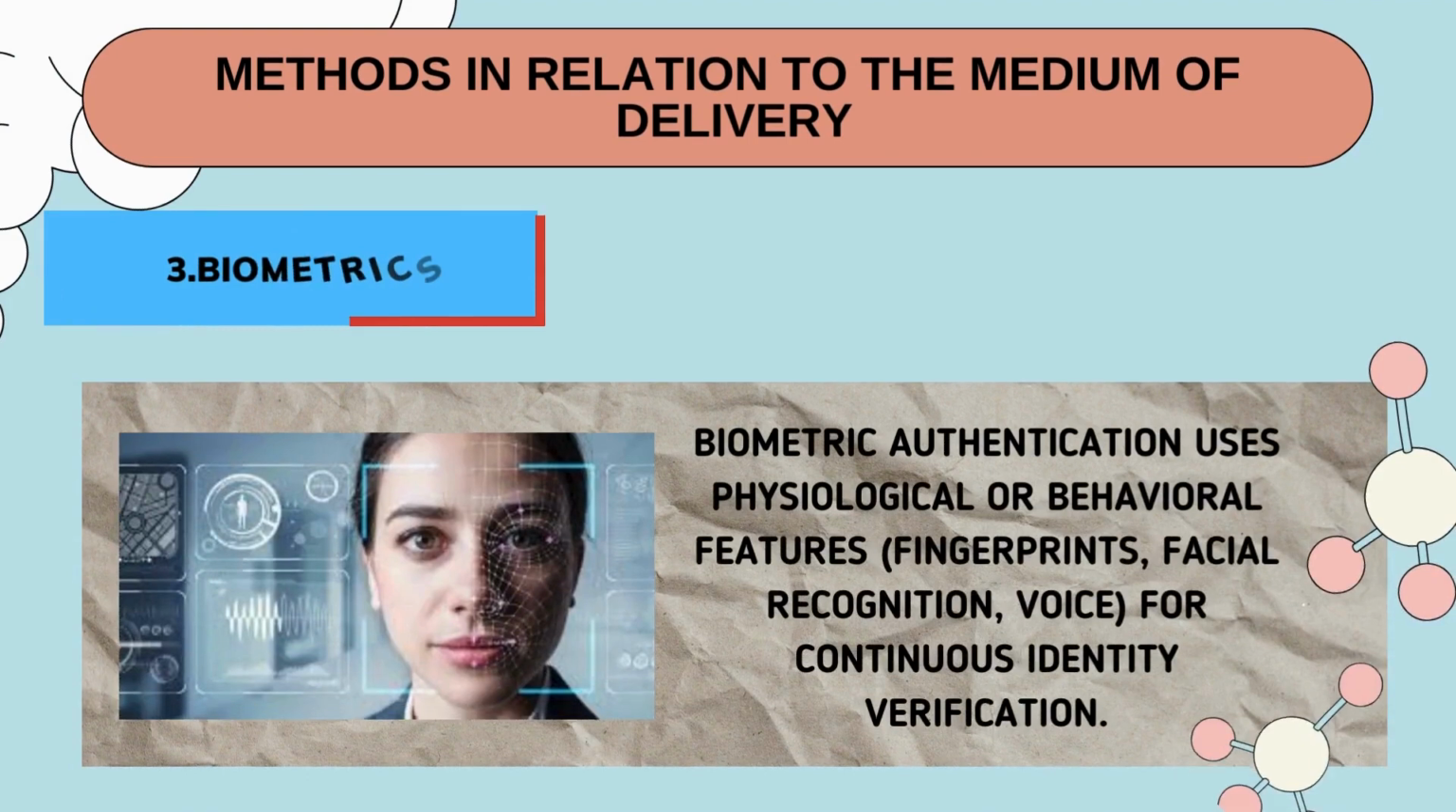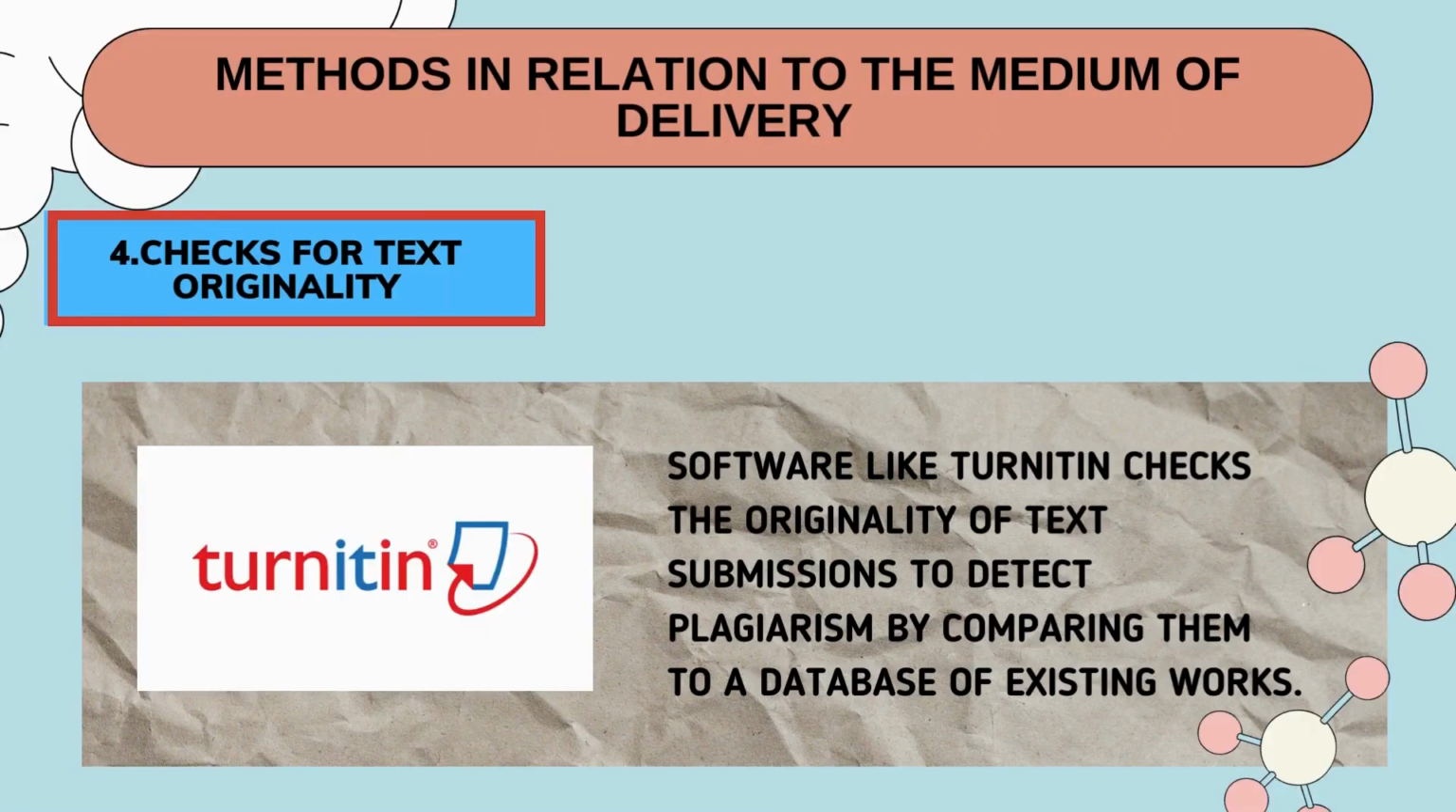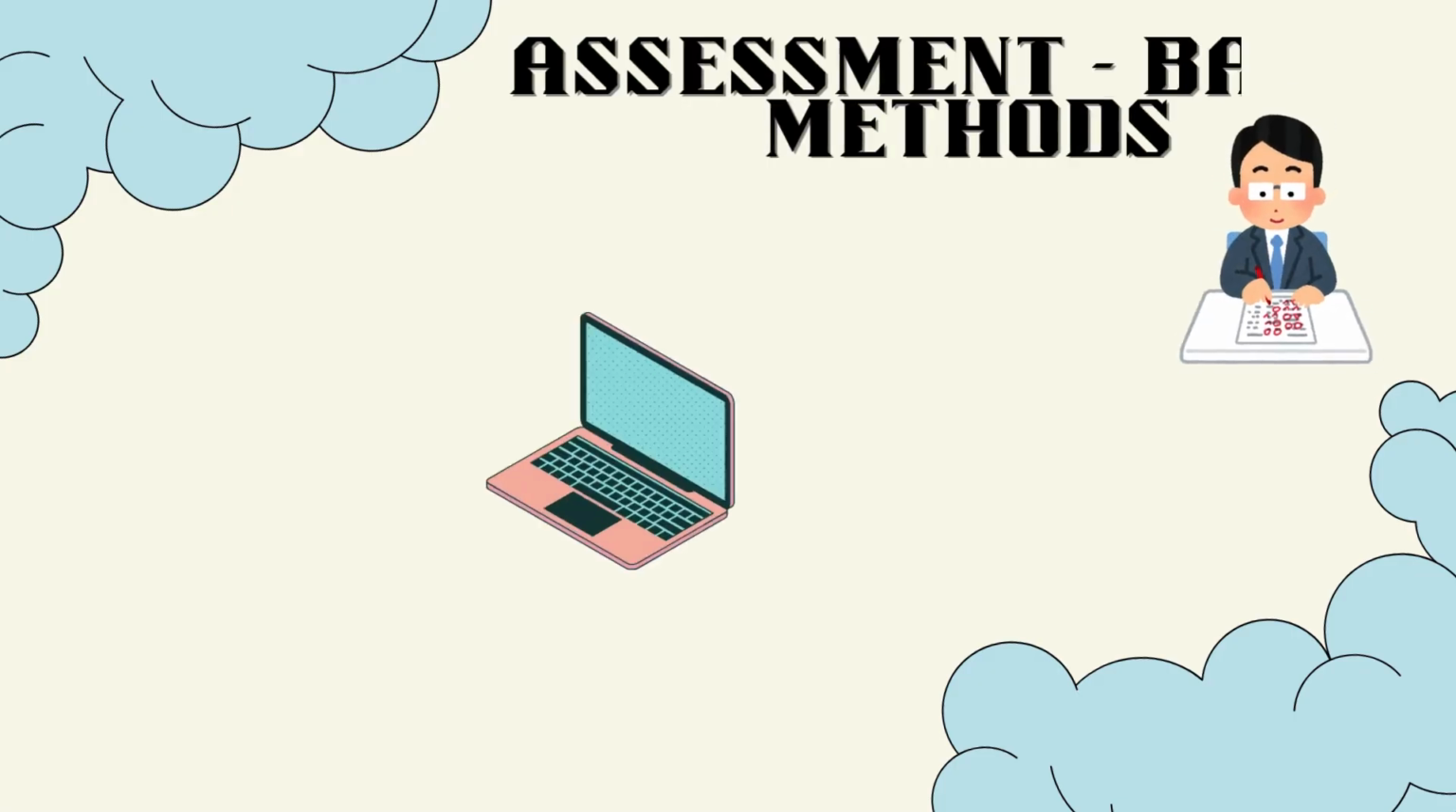The third way is biometrics. Biometric authentication uses physiological or behavioral features for continuous identity verification. Biometrics offer a high level of security as they are difficult to fake or steal. Next, check for text originality. Software like Turnitin checks the originality of text submissions to detect plagiarism by comparing them to a database.